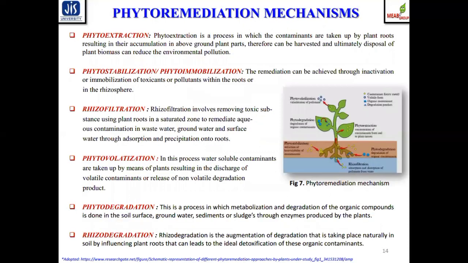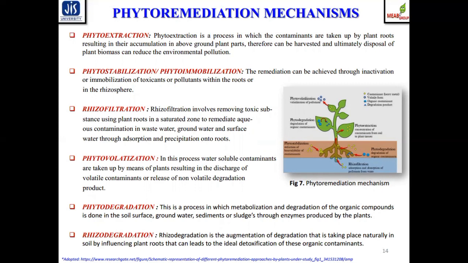So let's talk about certain definitions that are involved in phytoremediation mechanisms. The first one is phytoextraction. Phytoextraction is a process in which the contaminants are taken up by plant roots, resulting in their accumulation in above-ground parts. Therefore, they can be harvested, and ultimate disposal of plant biomass can reduce the environmental pollution in the soil.